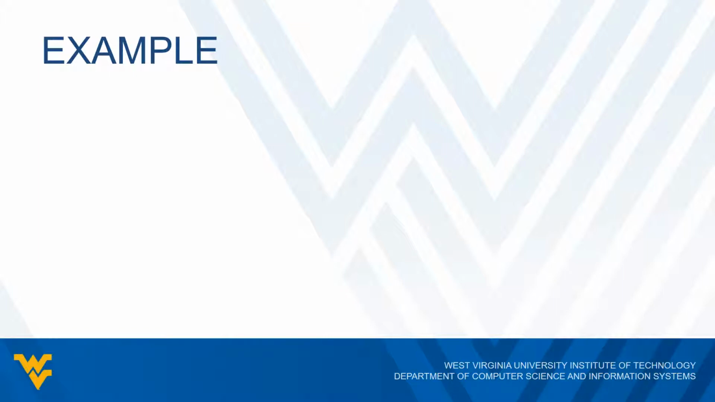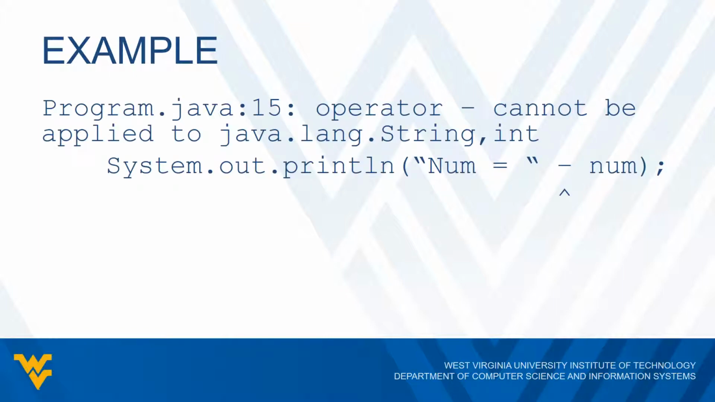So let's take a look at one more error message. Let's say we have the following one. We have program.java at 15. Operator minus cannot be applied to java.lang.String, int. And our offending line is System.out.println num equals minus num. Take a second here and see if you can just figure out what the error is. If you need to, go ahead and pause and then start up again to check to see if you did it correctly.